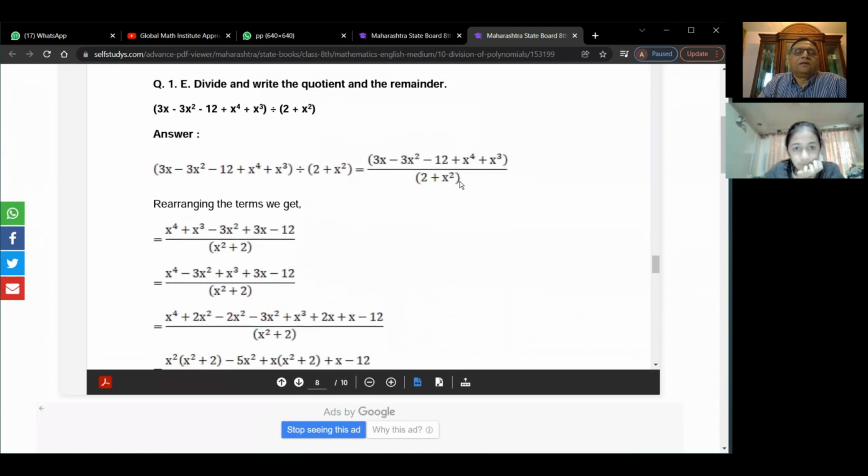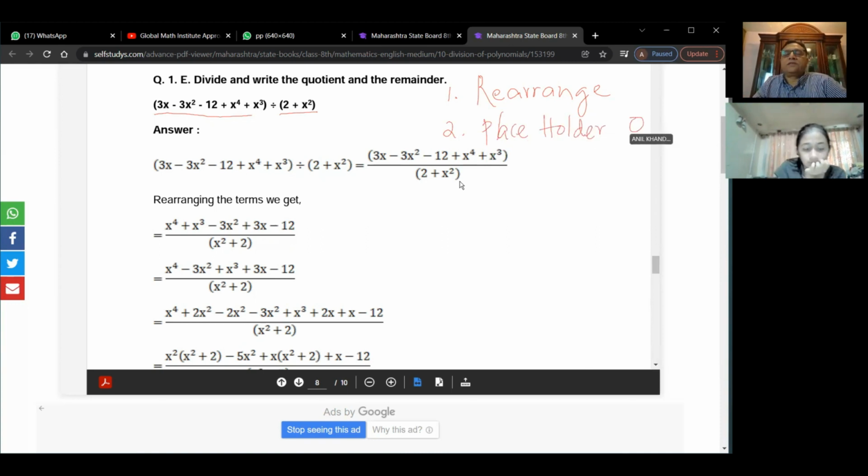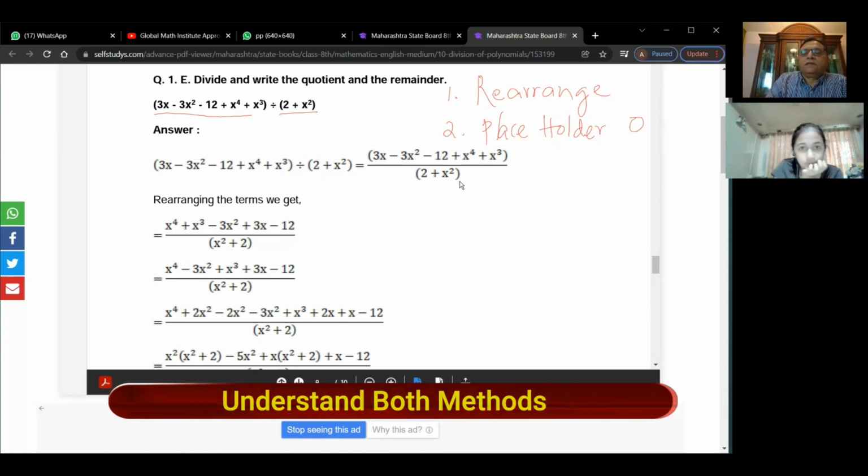Now here, you see it is all mixed up, right? We have to do two things. First is rearrange, and second is placeholder. I'll tell you what is placeholder. We have to put placeholder 0. I will explain while performing the long division.